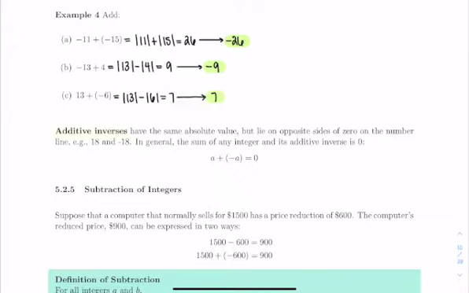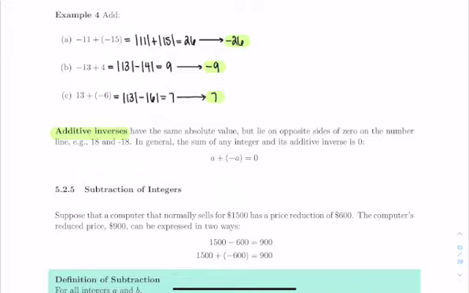Additive inverses have the same absolute value, but they lie on opposite sides of 0 on the number line. So 18 and -18 would be an example. If I were to add them together, I would get 0.